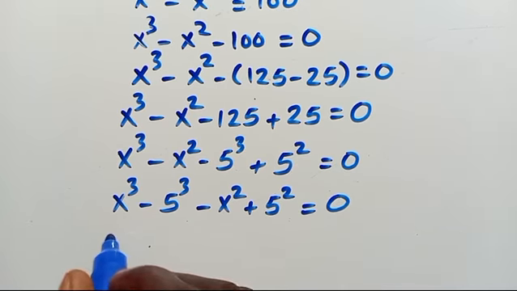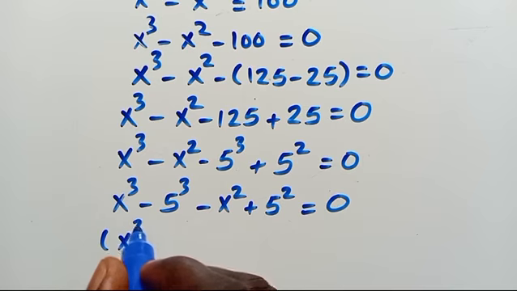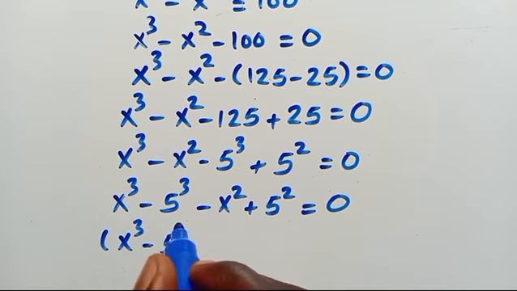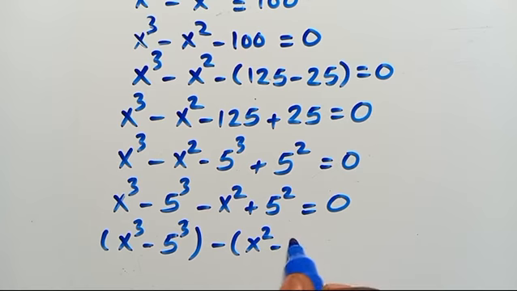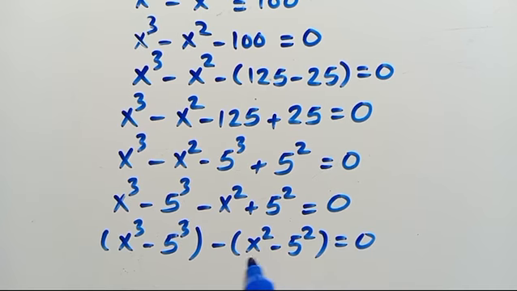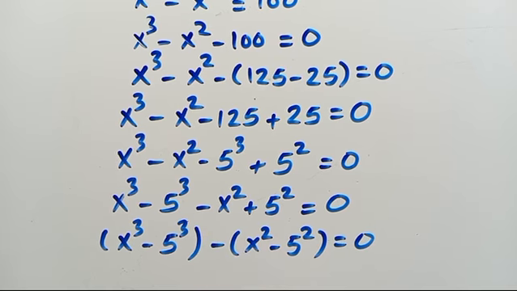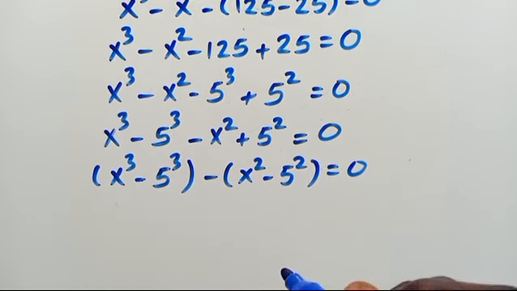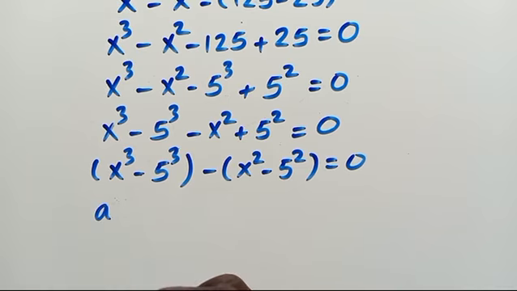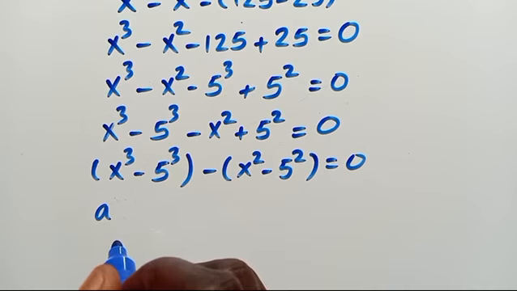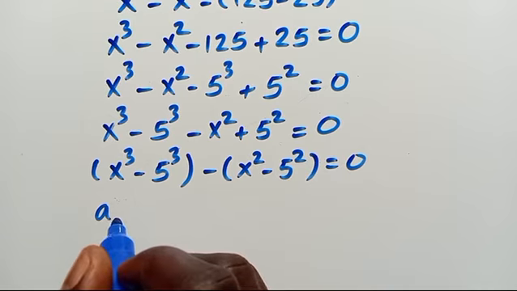Let's put them in parentheses. Here will now be x to the power of 3 minus 5 to the power of 3, minus, here will be x squared minus 5 squared equals 0. When you open the parentheses with minus, minus times minus will be plus. So we have to recall from algebraic expressions the difference of two cubes and the difference of two squares.